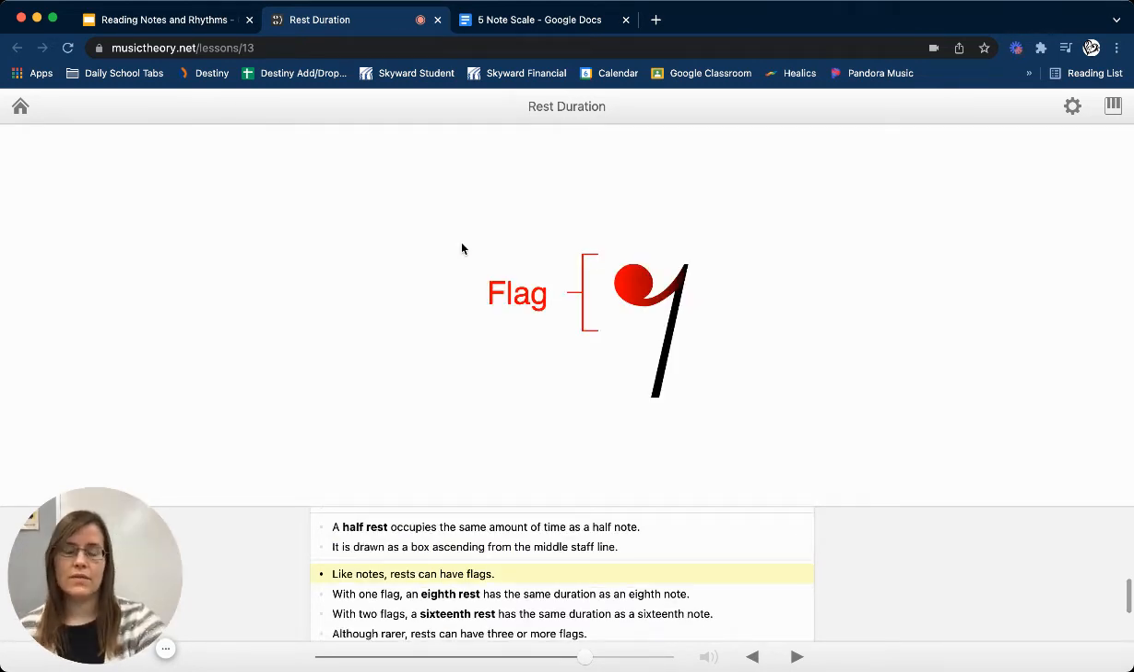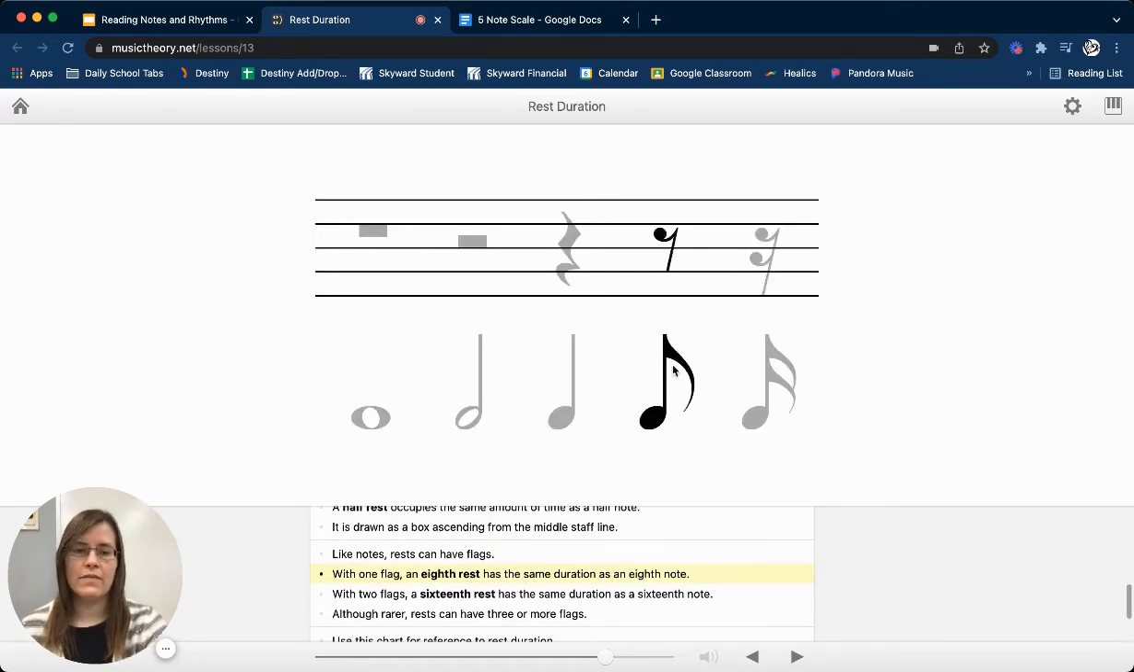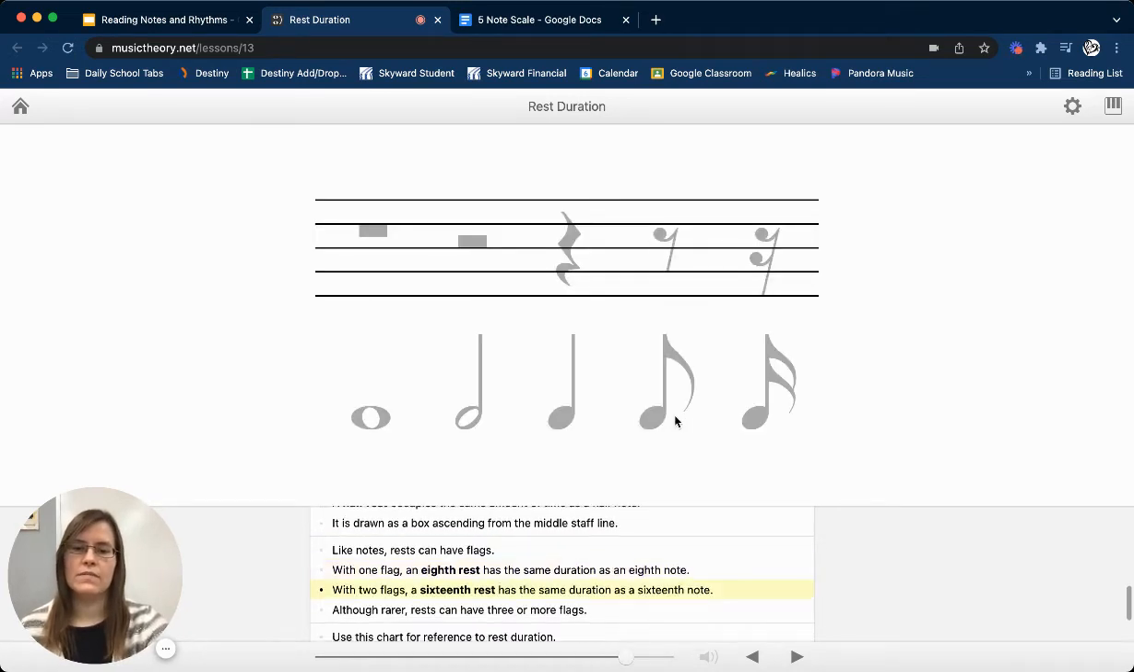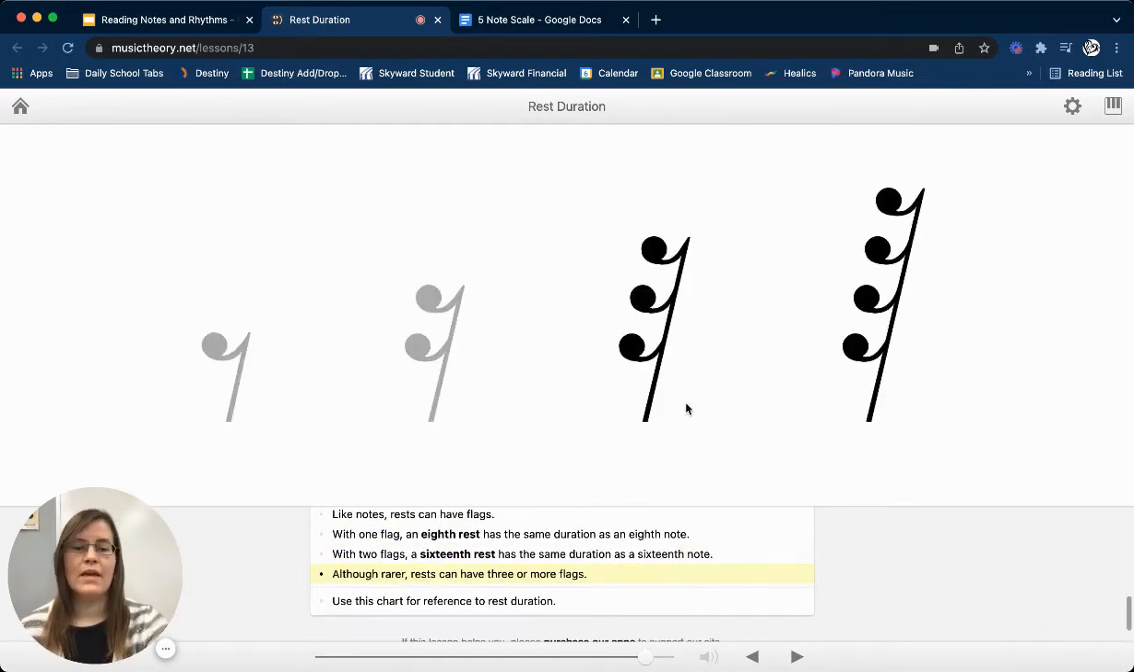Just like your eighth notes and so on, rests can have flags. This is a flag for a rest. With 1 flag, an eighth rest is the same as an eighth note. With 2 flags, the 16th rest is the same as the 16th note. And again, we also have a 32nd rest and a 64th rest.